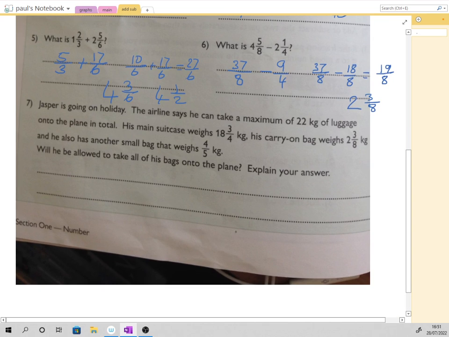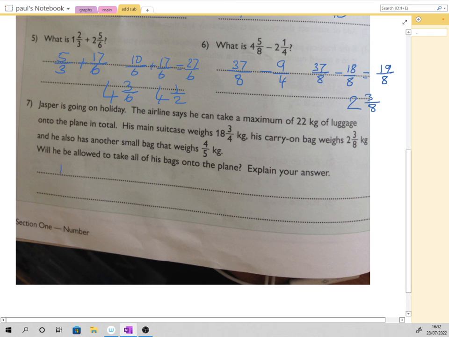Right, now this is a bit of a mouthful, this one. Jasper's going on a holiday. The airline says he can take a maximum of 22 kilograms of luggage onto the plane. His main suitcase weighs 18 3/4 kilograms. His carry-on bag weighs 2 3/8. He has another bag weighing 4 1/5. Will he be allowed to take it? So what they're asking us to do is add all this up together. So when you're adding, do it in 2 parts. Add the first 2 numbers together, and then add the third one.